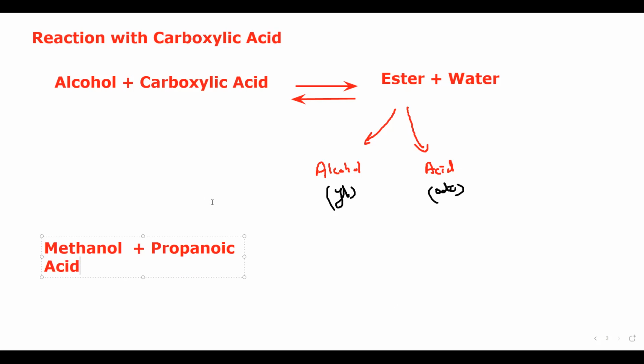So methanol plus propanoic acid will give, because alcohol plus acid gives ester plus water. But how to name the ester, that is the important thing. The first name of the ester is coming from alcohol. So which alcohol is this? Methanol. So the first name will be meth.